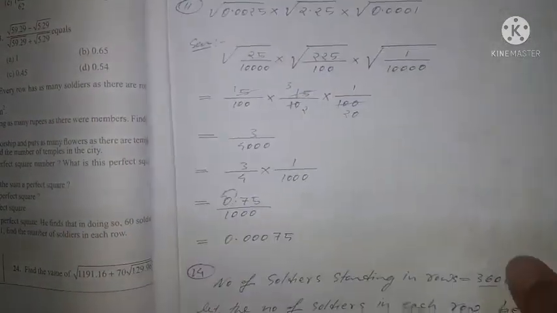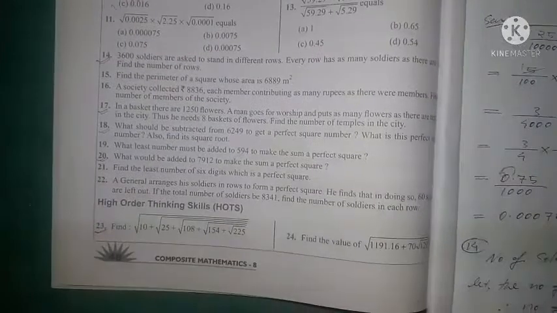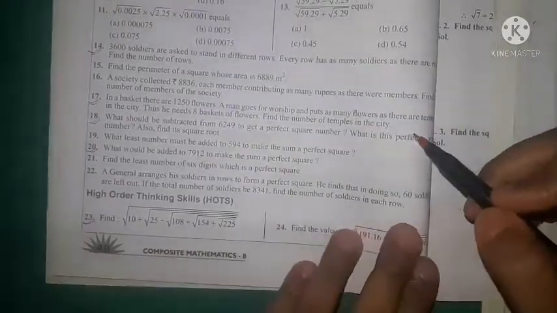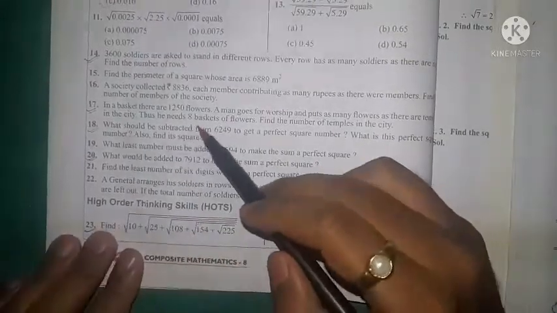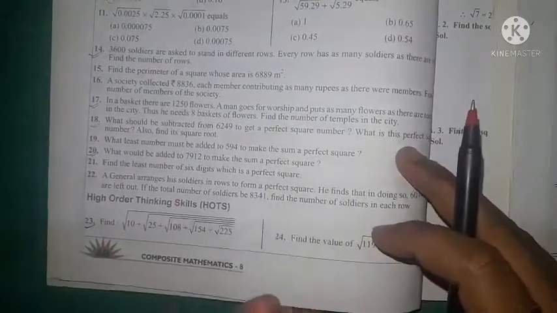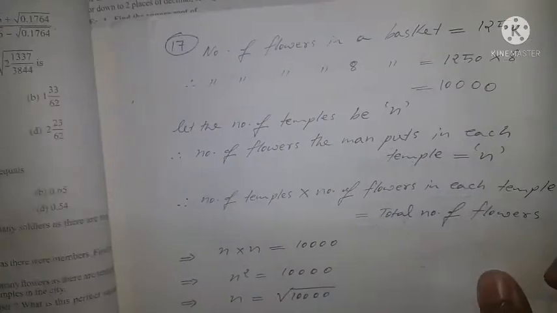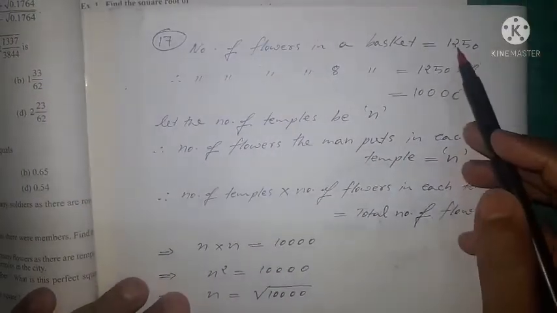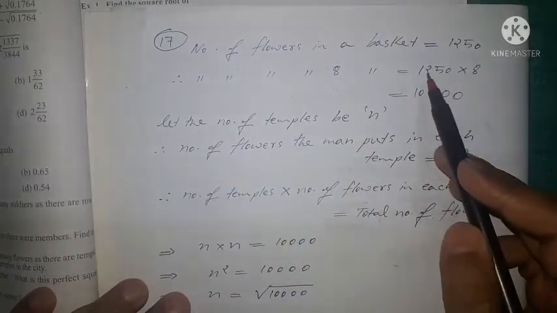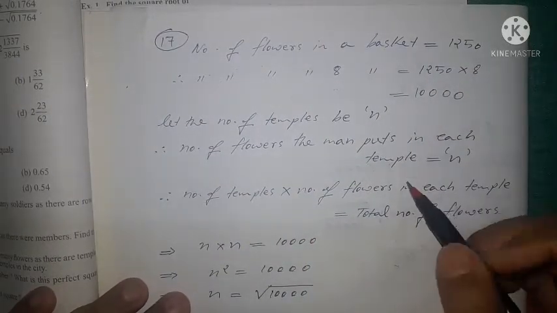Next, let's do question number 17. It is given that in a basket there are 1250 flowers. A man goes for worship and puts as many flowers as there were temples in the city. Thus he needs 8 baskets of flowers. Find the number of temples in the city. The number of flowers in a basket is 1250, so the number of flowers in 8 baskets will be 1250 into 8, which is 10,000.